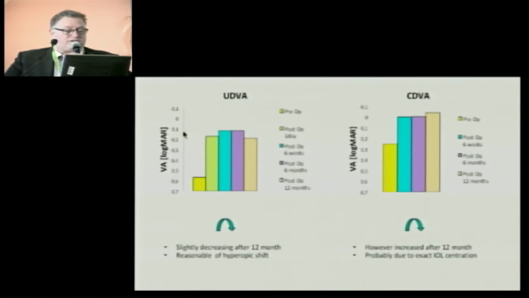Uncorrected distance visual acuity here in LOCMA was around 0.8. This is quite good. Corrected, of course, 1.0. So this is quite good.